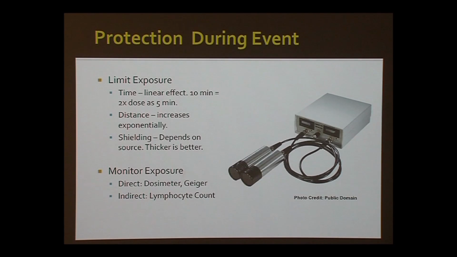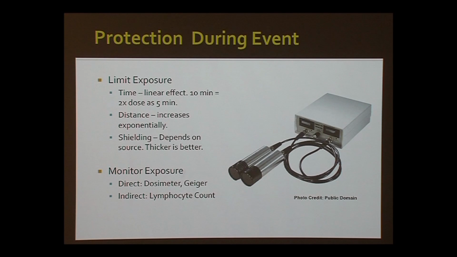Other things that you can do to protect yourself during an event, we talk about 3 things that decrease your exposure to radiation or can increase your exposure to radiation, and that is time, distance, and shielding. So the time effects are pretty linear. So if I stand in front of something that's producing 5,000 rads an hour for 10 minutes or 5 minutes, I'll receive twice the dose at 10 minutes than I would at 5 minutes, okay? And if I stand for 20 minutes, I'll get twice the dose as I would at 10 minutes, okay? It's a linear effect.